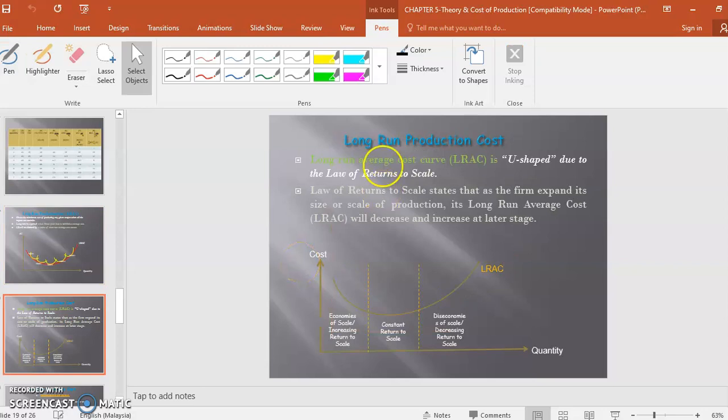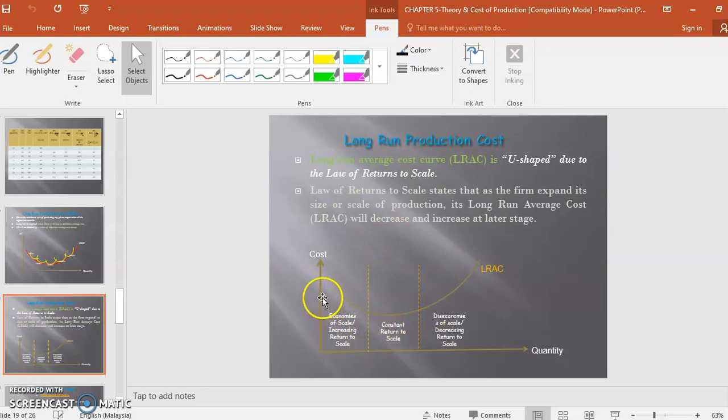Long run average cost curve is U-shaped. Bentuknya U-shaped due to the law of returns to scale. What is meant by law of returns to scale? It means that as the firm expands its size or scale of production, its long run average cost will decrease and increase at a later stage.